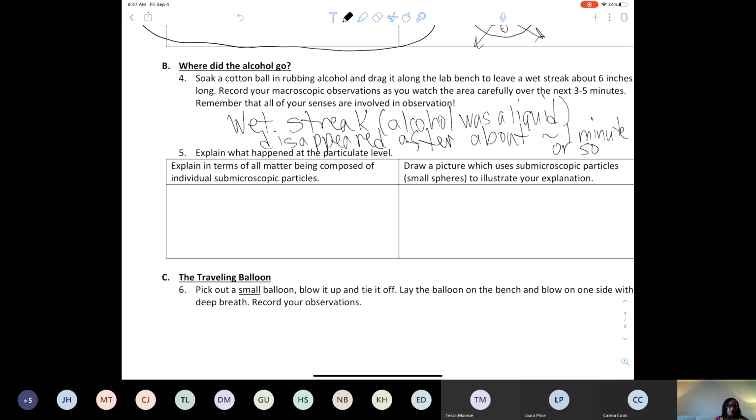And so therefore, what happened to the liquid at the particulate level? It changed from a liquid to a gas. Right. So the liquid evaporated, or the liquid changed to a gas.